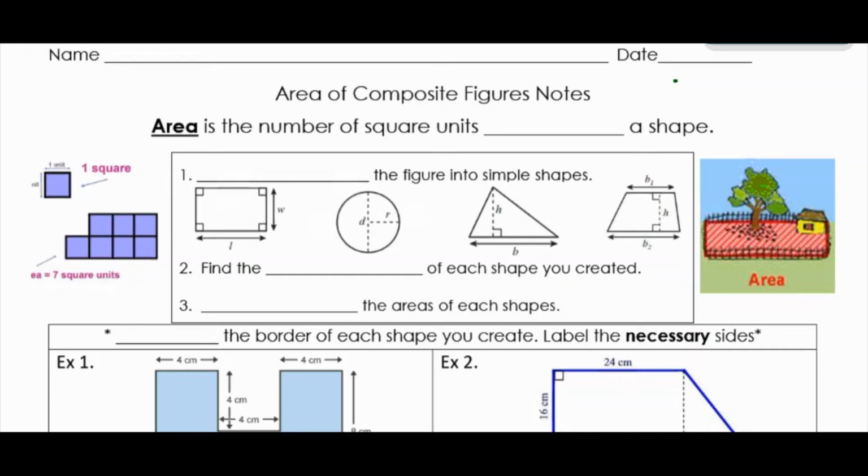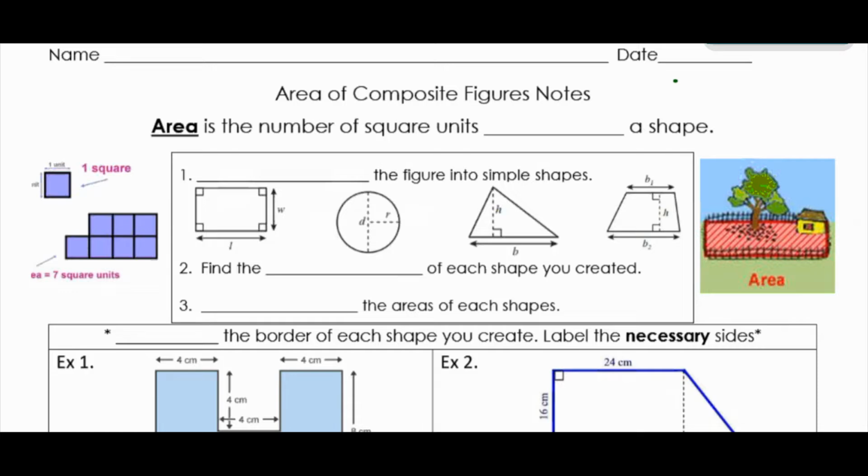All right, here we're going to learn how to find the area of composite figures. When I say area, I really just mean how much space is inside a two-dimensional shape. So some flat shape that's on your paper, how much does it take to cover that shape? And really what we're talking about in math is the number of square units it takes to cover a shape.